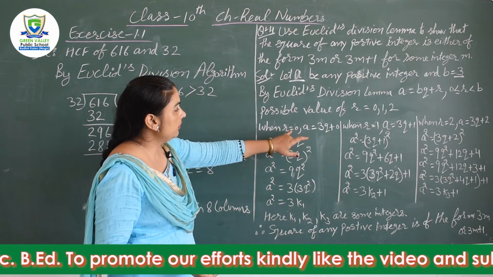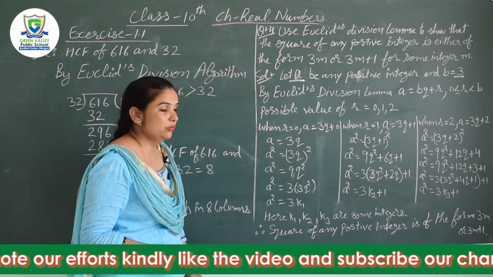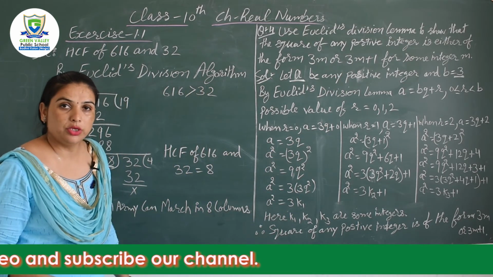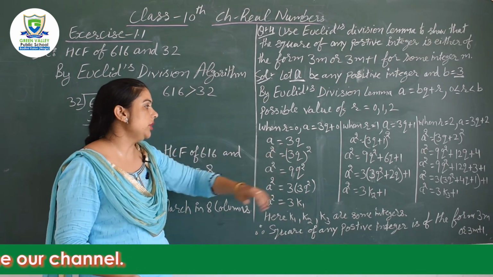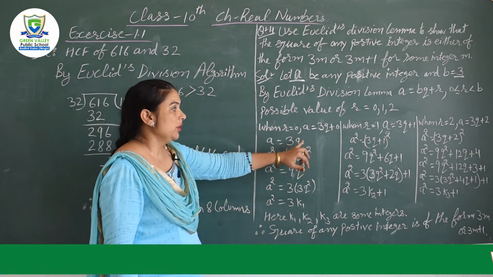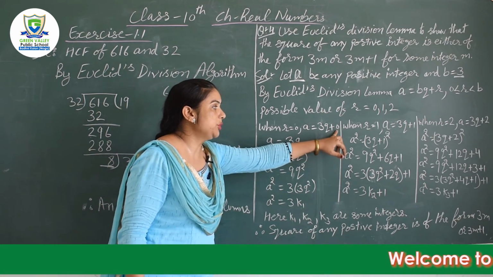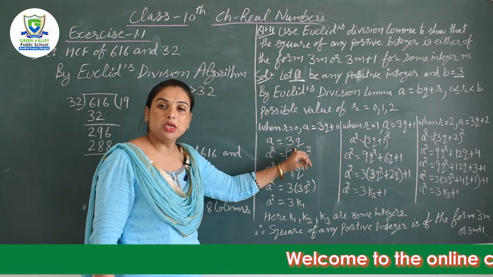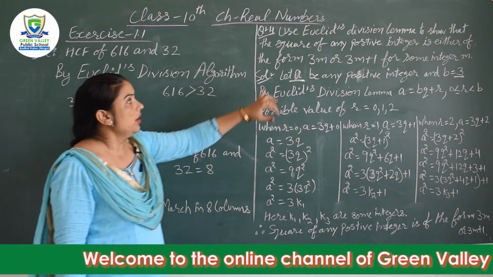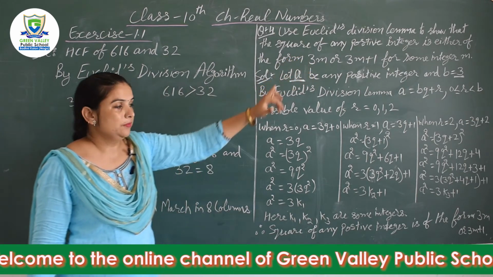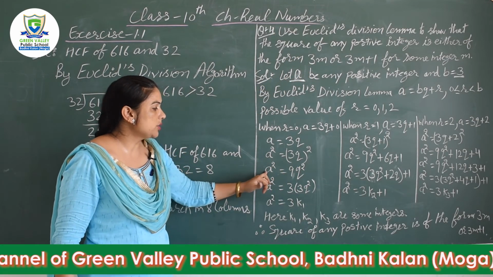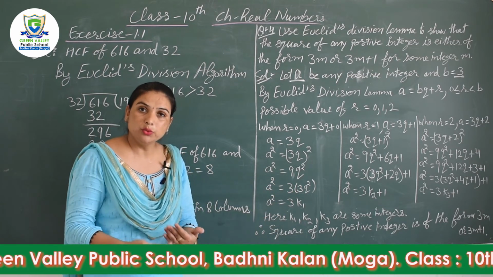So very first I will put the value of r as 0. I will get a is equal to 3q plus 0. It means my a is 3q only, because here I have substituted 0. So it becomes 3q only. Now squaring, according to the statement, I have to do the square of it. So I have done squaring on both sides. I got a square is equal to 9q square.